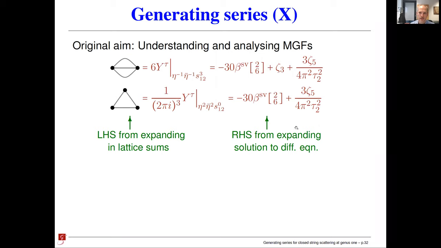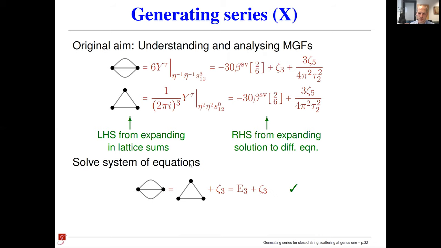So now clearly, even without telling you what beta SV26 actually is as a function, you can see that you can take these expressions and eliminate beta 2,6. If you do this, you get just that this function is equal to this function plus this zeta 3. And I want to emphasize, here I haven't really had to tell you what beta SV is. It just drops out of this calculation.